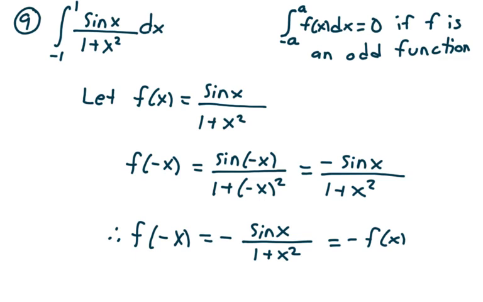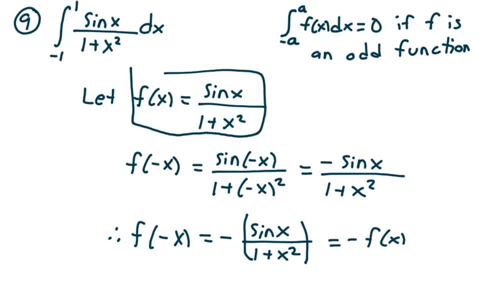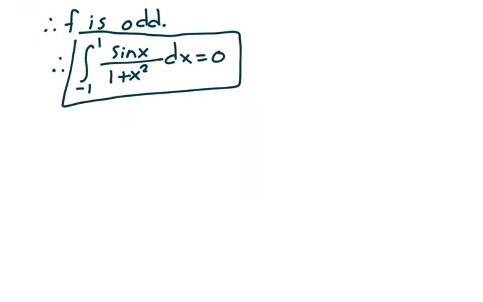And so down below, I have f of -x is equal to negative sine of x over 1 plus x squared. But if you look up here, f of x is equal to sine of x over 1 plus x squared. So this is equal to negative f of x. Well, that says f is odd, and that tells me right away that the integral from -1 to 1 of sine of x over 1 plus x squared dx is indeed 0. Okay?